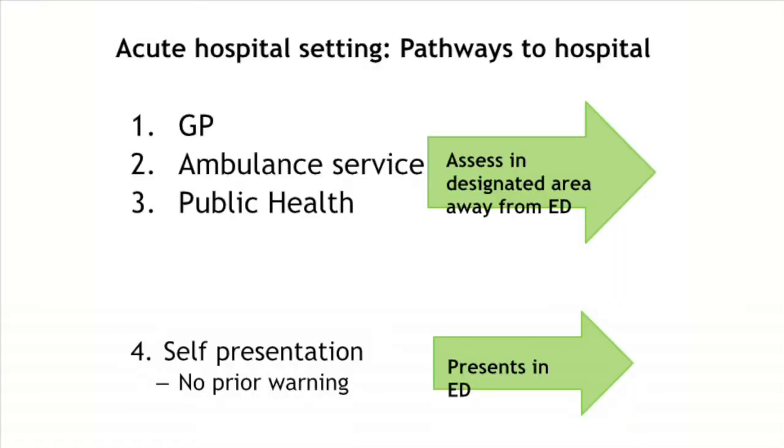A person with suspected Ebola virus disease may present to the acute services in probably four ways. What I'm trying to make the point here is that the first three ways are ways in which you can get information in advance and know that somebody is coming. In other words, the GP would be referring, the ambulance service referring, or public health referring. And the fourth way is self-presentation without prior warning, where somebody just presents in an emergency department. So you can see that there are many opportunities to plan and prepare and arrange that a suspected case is identified and assessed in a controlled environment.